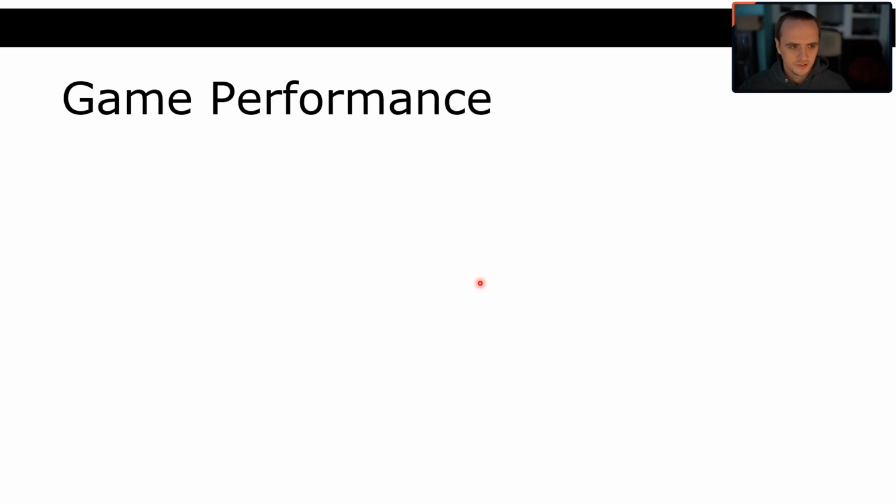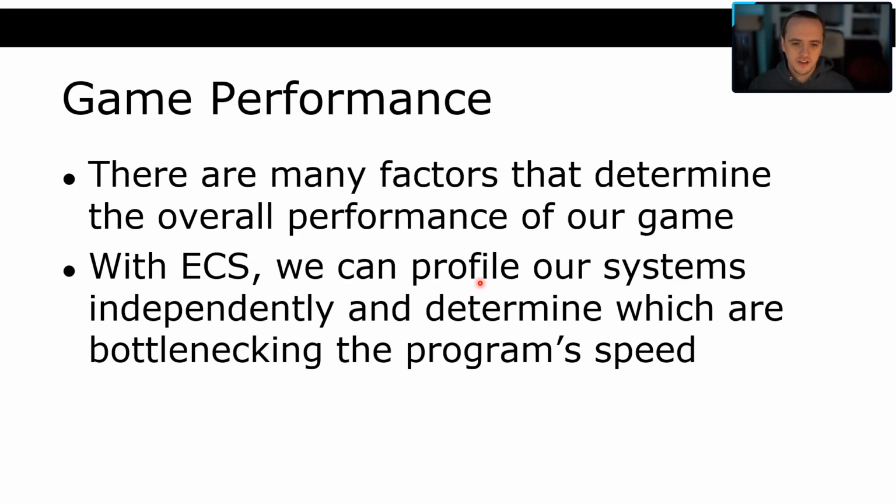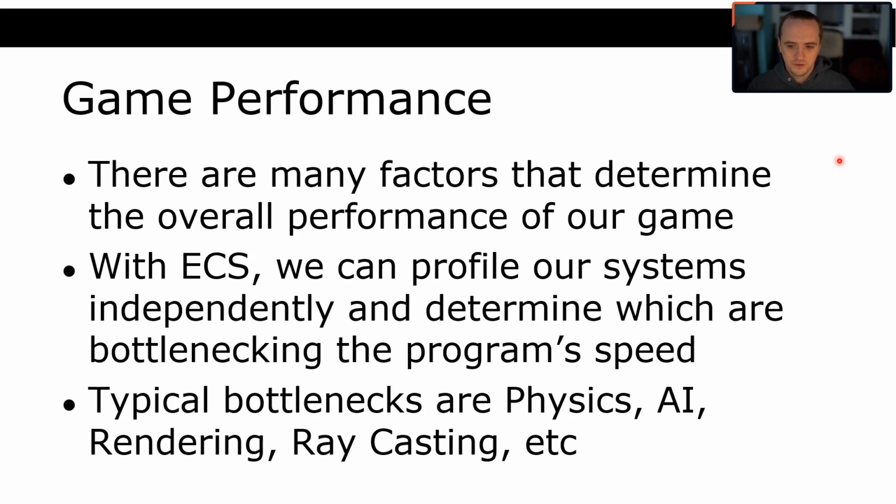So, game performance. There are many factors that determine the overall performance of our game. With entity component systems, we can profile our systems independently and determine which are bottlenecking the program's speed. For example, typical bottlenecks could be physics, AI, rendering, raycasting, etc.